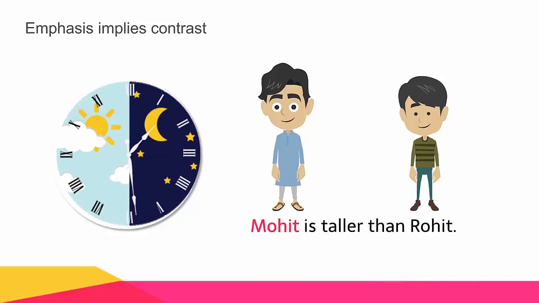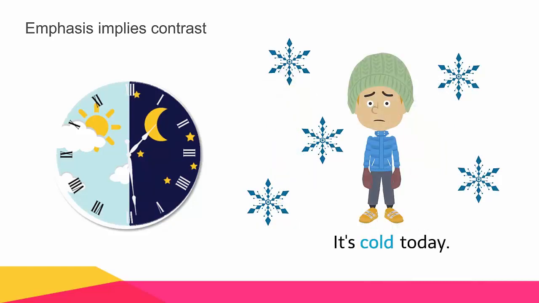Mohit is taller than Rohit. Now the boys may be similar heights, but Mohit is definitely taller. It's cold today. By emphasizing cold, you are implying that it's colder than usual.